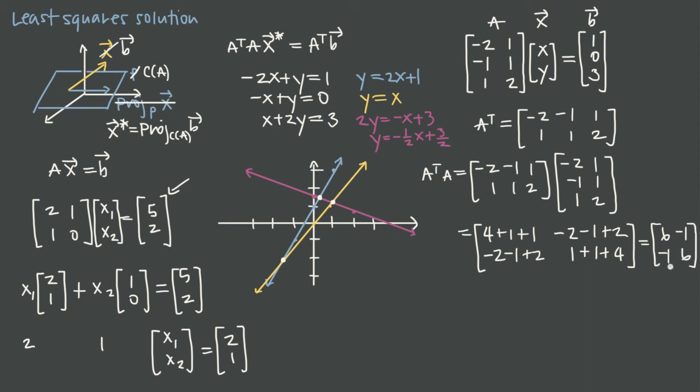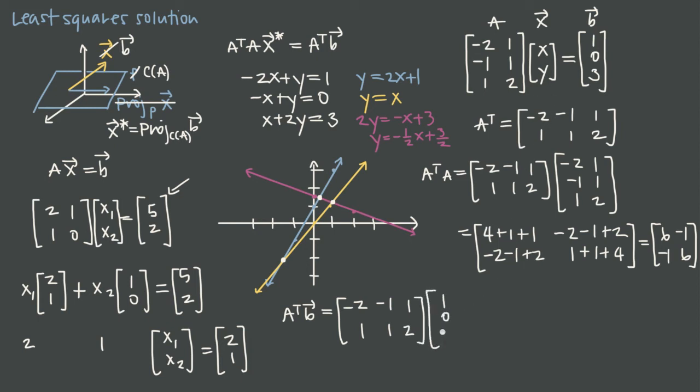So this is A transpose A, and then we also need, for the right-hand side here, A transpose B. So A transpose B is going to be equal to A transpose, -2, -1, 1, 1, 1, 2, multiplied by our B, 1, 0, 3.